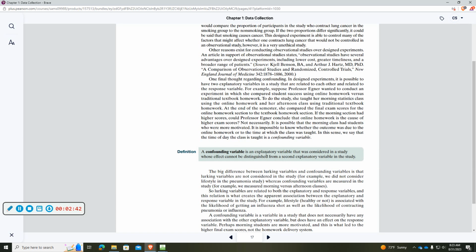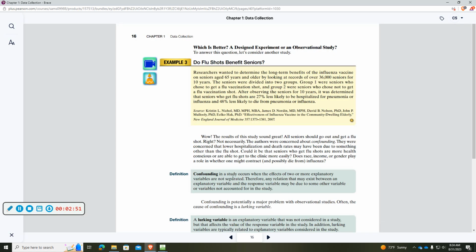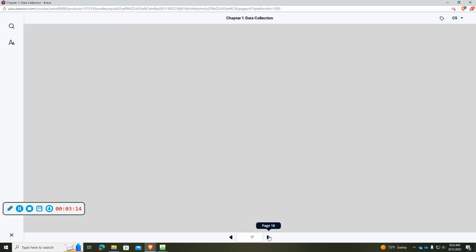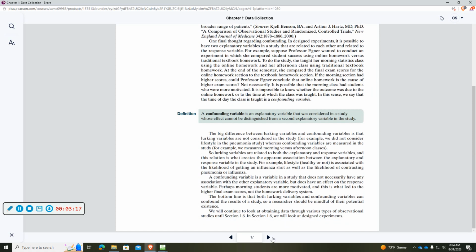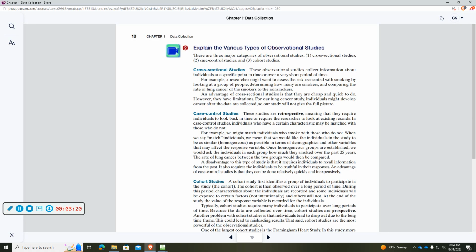If you look at these two, for explanatory variables, the effect of one cannot be distinguished from the second. That's a confounding variable. And when two or more explanatory variables are not separated, it's telling you that there's some variable where we can't really distinguish which one is causing a certain reaction. So it may be like a dual effect.